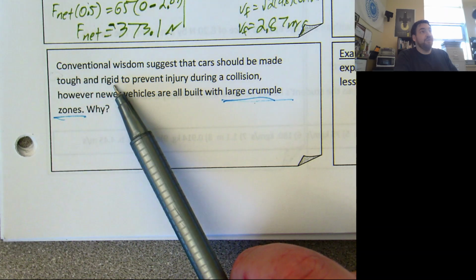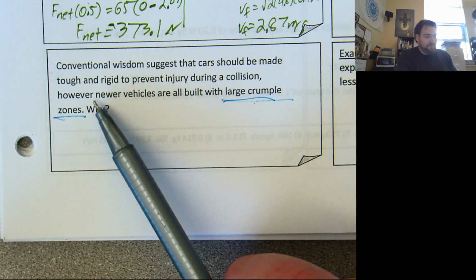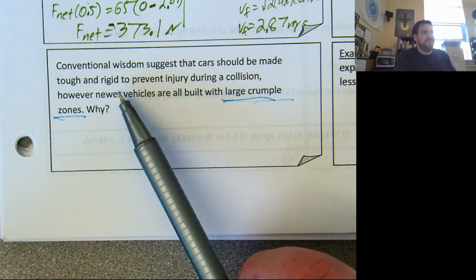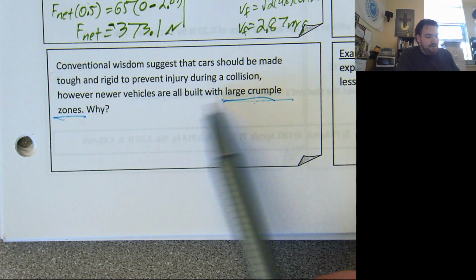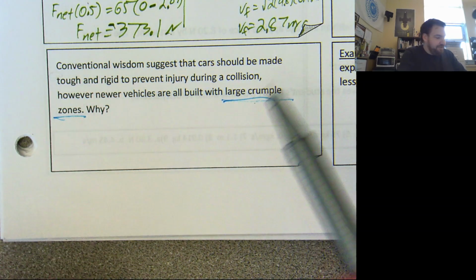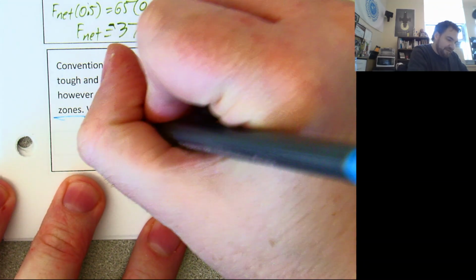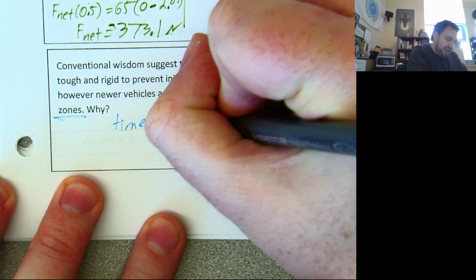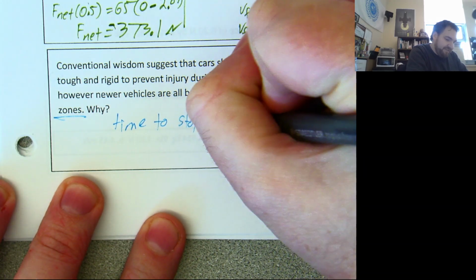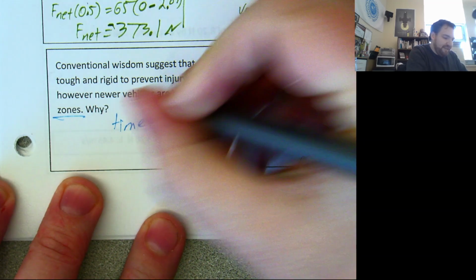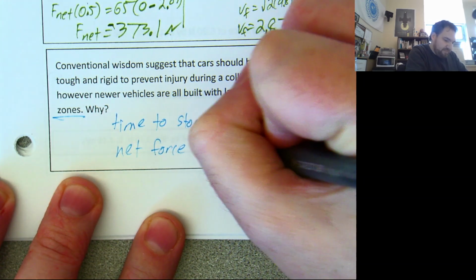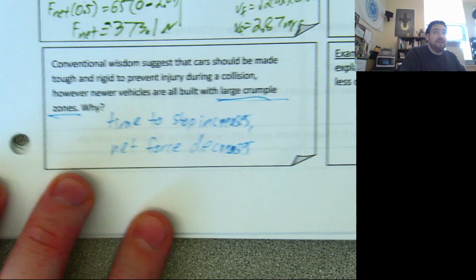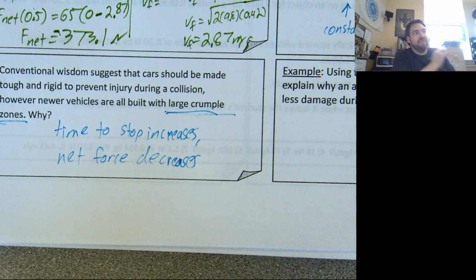Contents of the car are usually people. If you decrease the time a person stops, you're not made of tough, rigid material. You're soft and spongy. You pay for it. So by increasing the crumple zones, time to stop increases, net force decreases. Conceptually, wildly powerful.